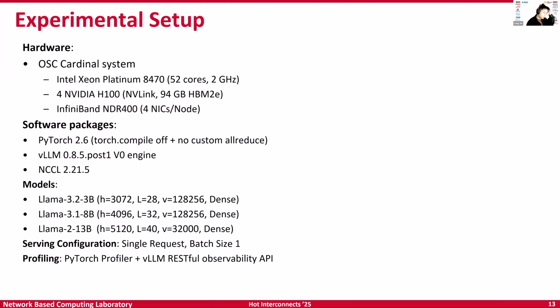The server configurations will be single request and batch size of 1, which typically allows no overlap of compute and communications. When compute and communication overlapping comes into the picture, things will get trickier. So we want to make things clear and readable, and allow more understanding for the readers. For PyTorch profiling, we use PyTorch profilers, and we also retrieve our SLO metrics through vLLM RESTful observability APIs.